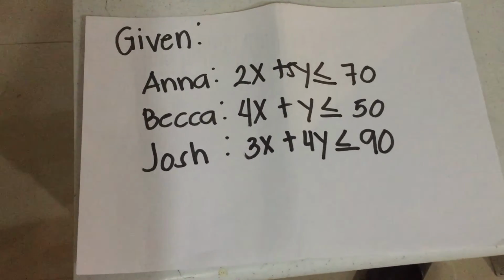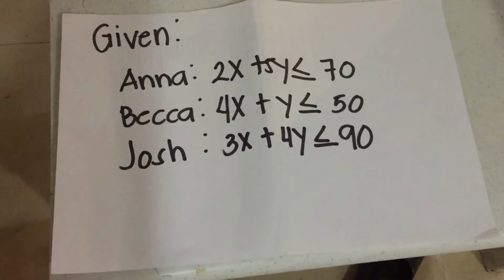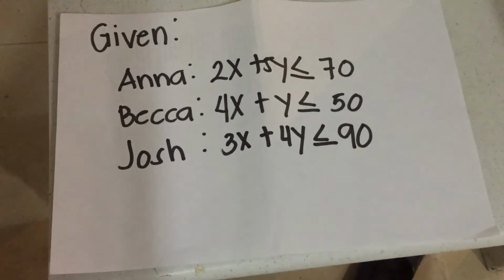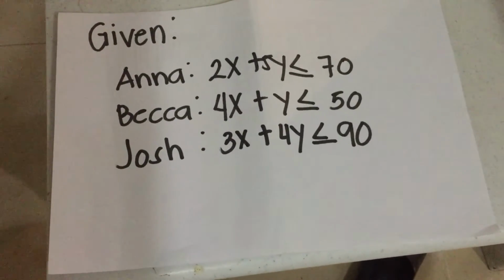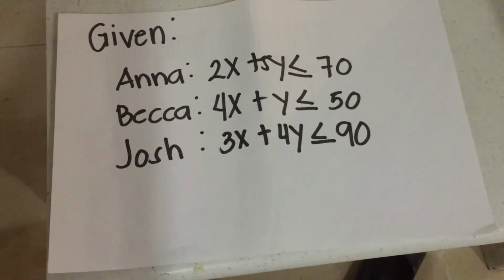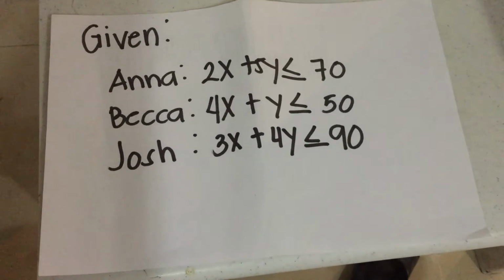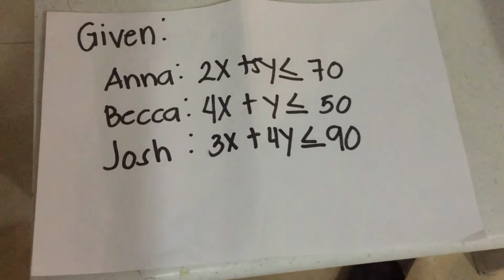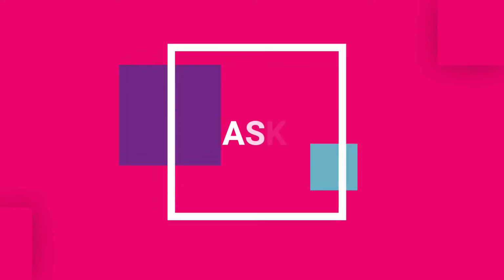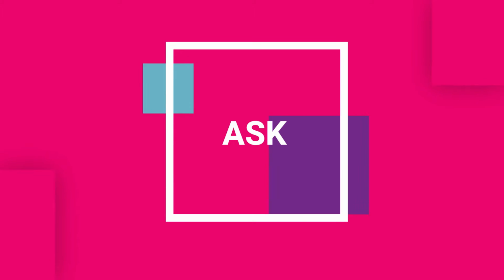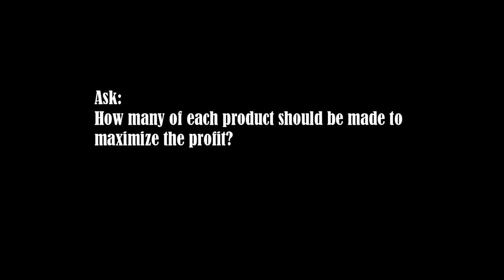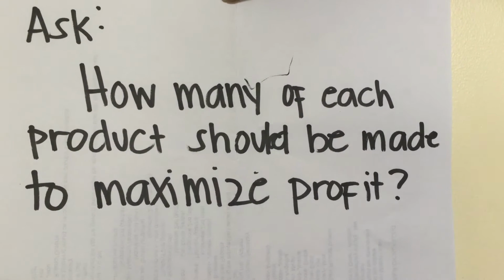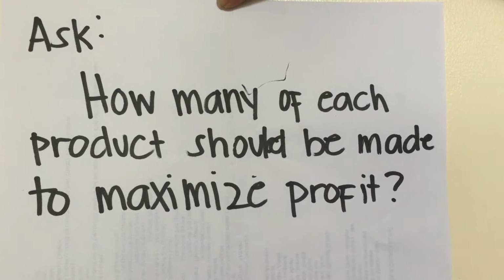So this is our given. For Anna, 2x plus 5y is less than or equal to 70. For Becca, 4x plus y is less than or equal to 50. For Josh, 3x plus 4y is less than or equal to 90. How many of each product should be made to maximize the profit?